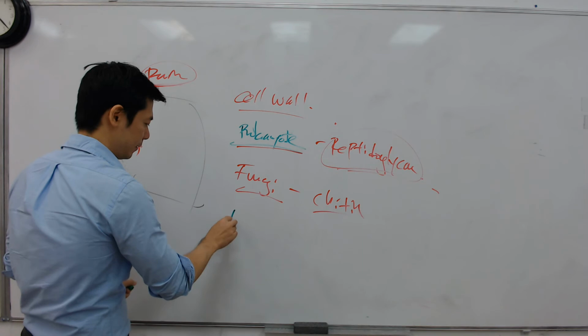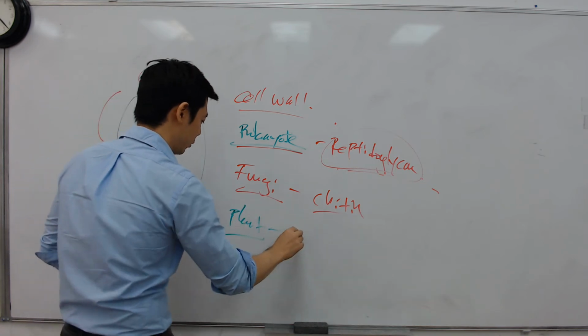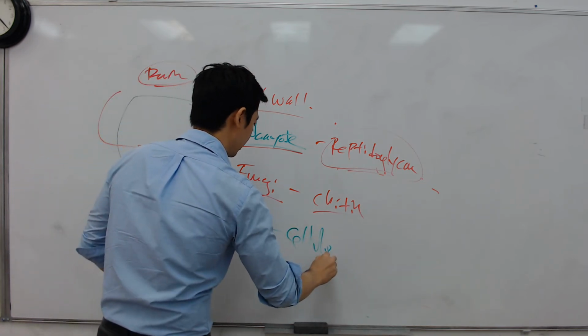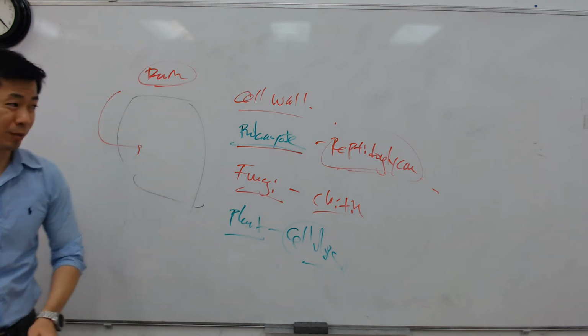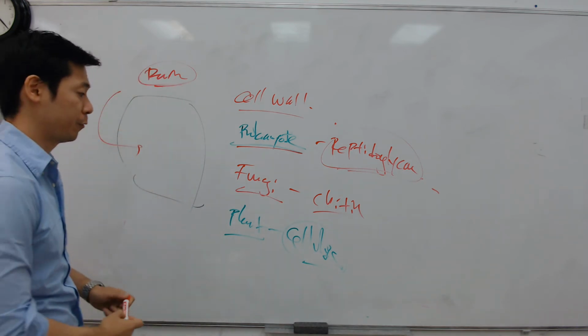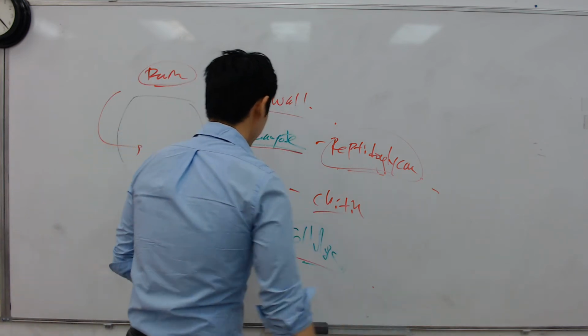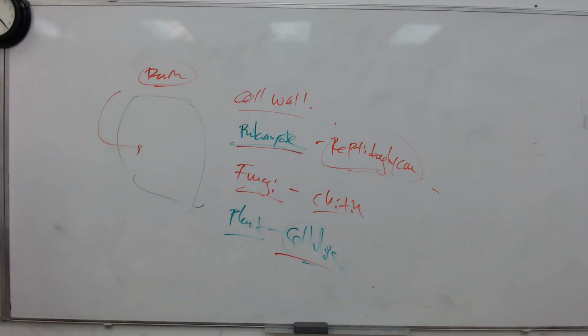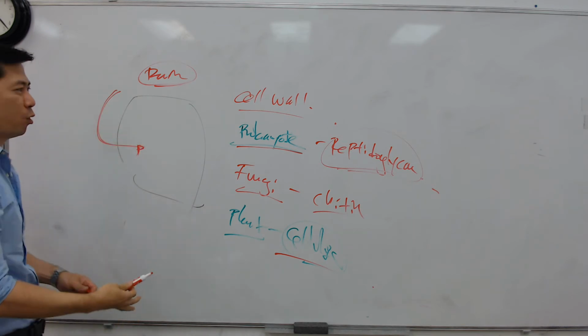Plants have cellulose cell walls. These are the cell walls that you guys have to know for your AP, and know their functions as well. So think about it, guys. When the water comes in, these cell walls can protect them.